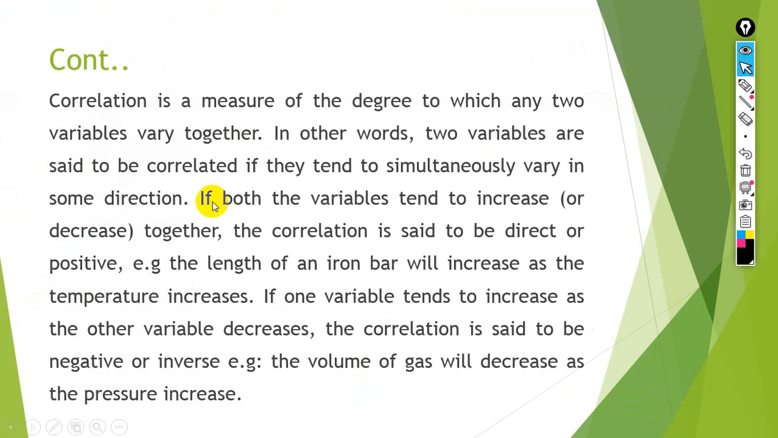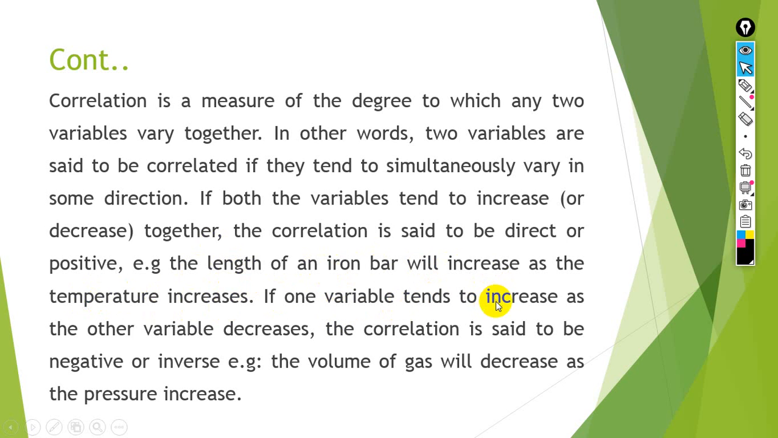What is correlation? Correlation is a measure of the degree to which any two variables vary together. In other words, two variables are said to be correlated if they tend to simultaneously vary in some direction. If both variables tend to increase or decrease together, the correlation is said to be direct or positive. For example, the length of an iron bar will increase as the temperature increases.